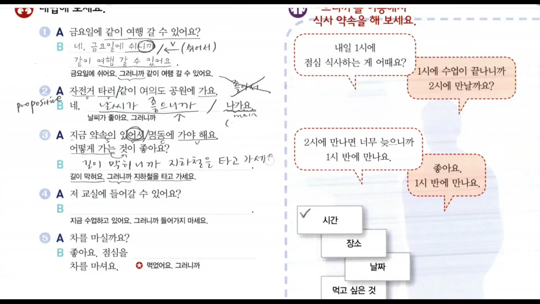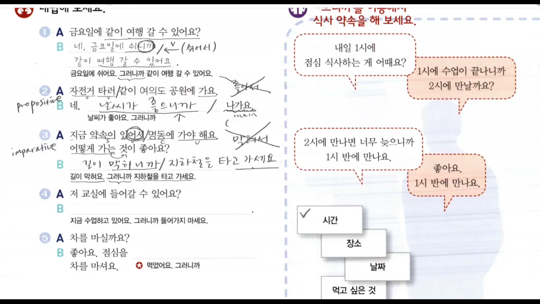타고 가세요. 자, in this case, can we exchange 막히니까 to 막혀서? Can we do that? No. Because it is what? Imperative sentence. Number 3 is imperative.